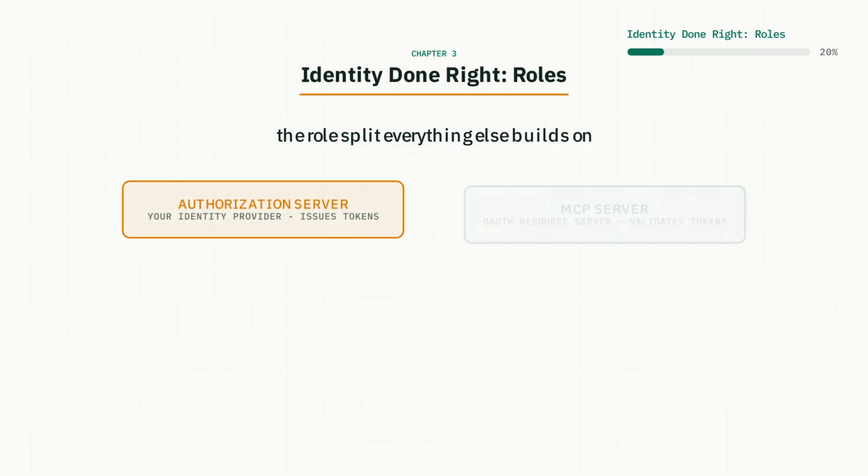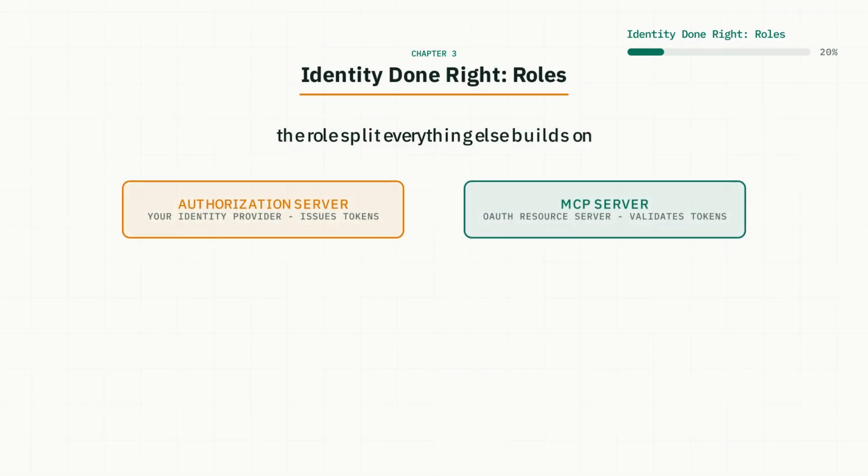Chapter 3, identity and the role split that everything else builds on. In the current specification, a remote MCP server is an OAuth resource server. Memorize what that means because it decides your architecture. A resource server validates tokens, it never issues them. Issuing is the authorization server's job, your identity provider, the system that already knows who your users are.